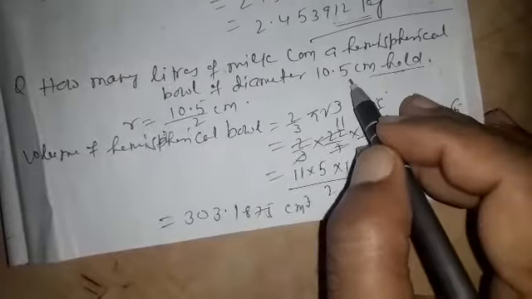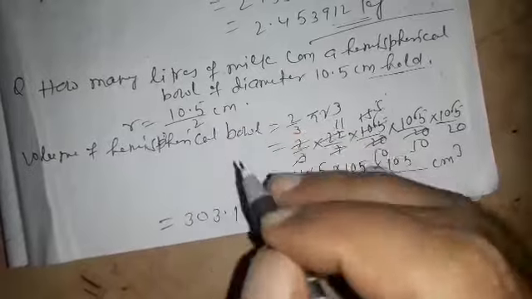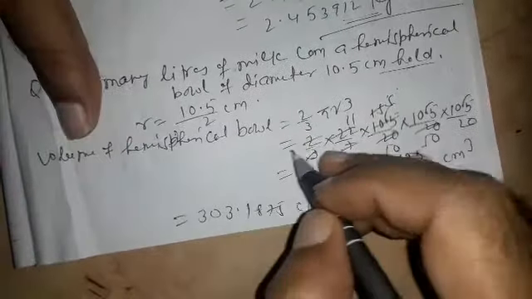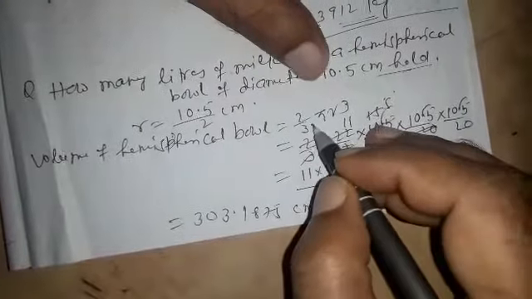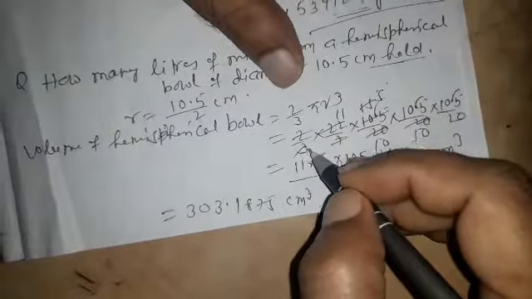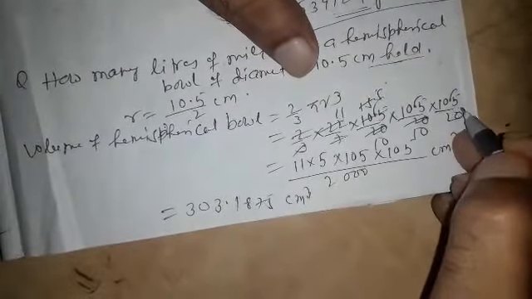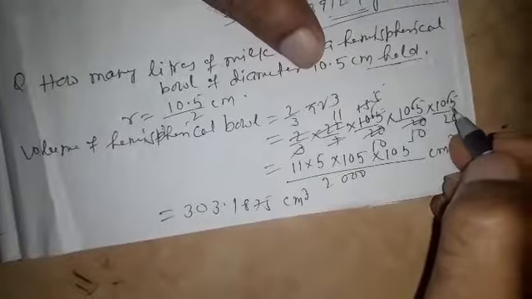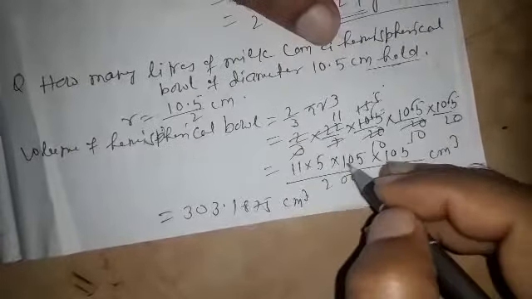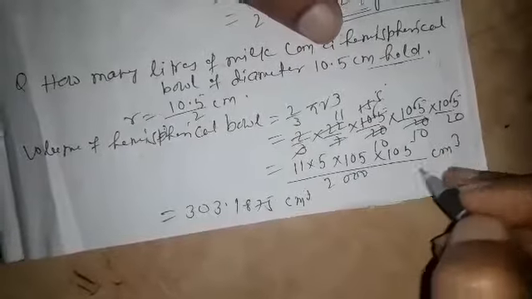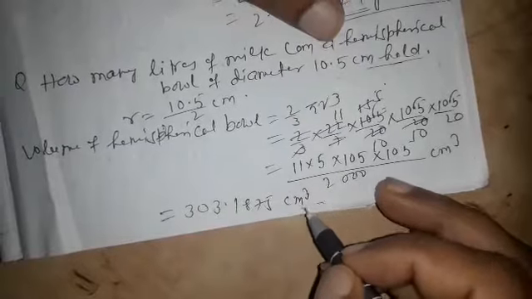So diameter is given 10.5 centimeter. Obviously radius is diameter by 2, 10.5 by 2 centimeter. A volume of hemispherical ball, and we know that volume of hemispherical ball is 2 by 3 pi r cube. So this one is 2 by 3 pi, 22 by 7, 10.5 into 10.5 into 10.5. After calculation, we will find this is 11 into 5 into 105 by 2000, and then 303.1875 centimeter cube.